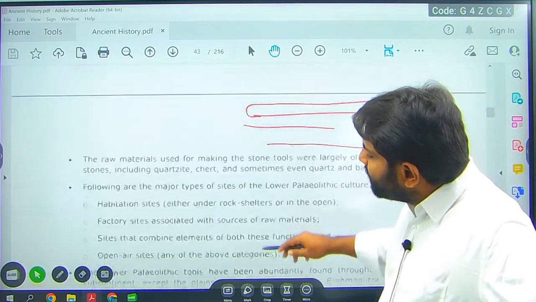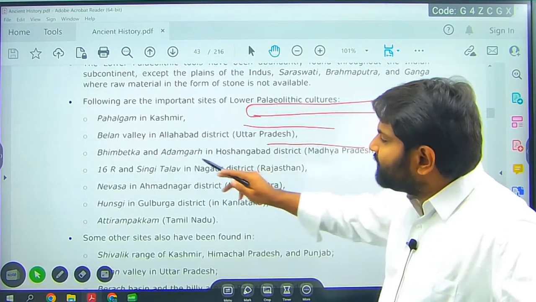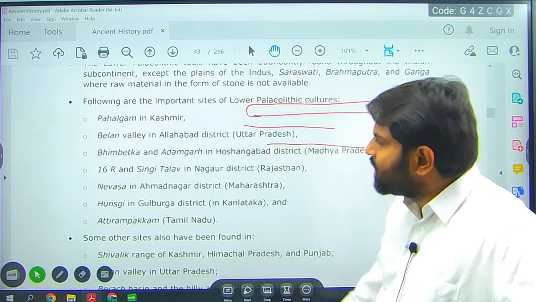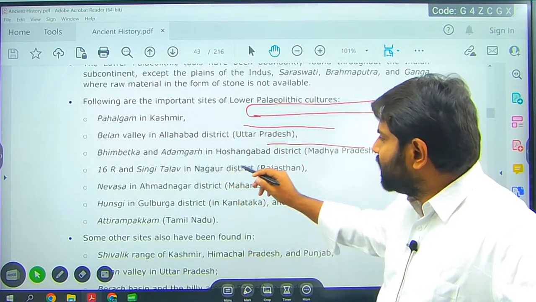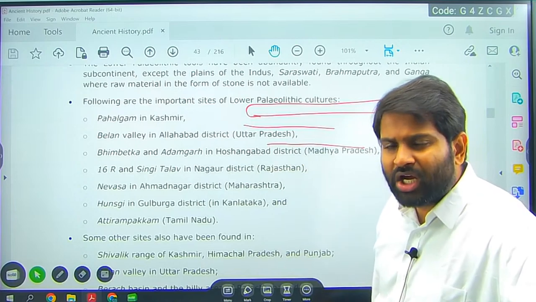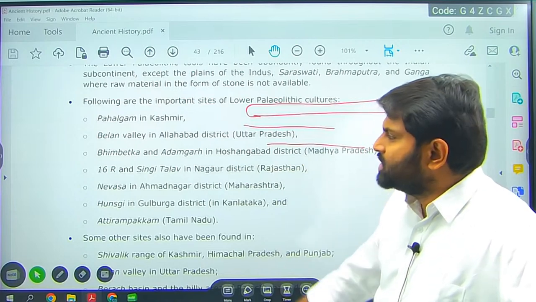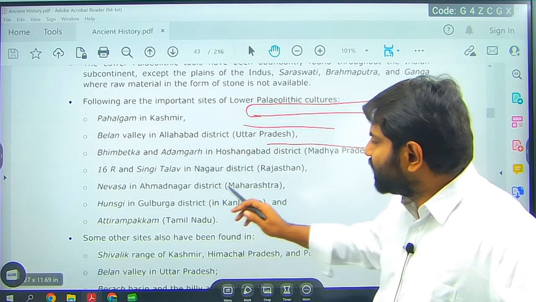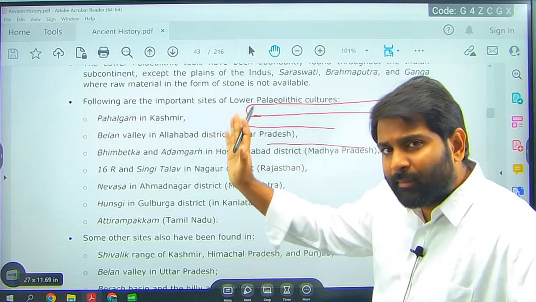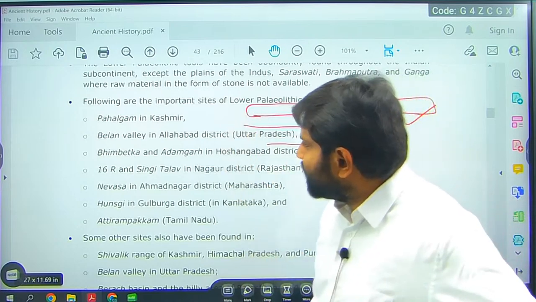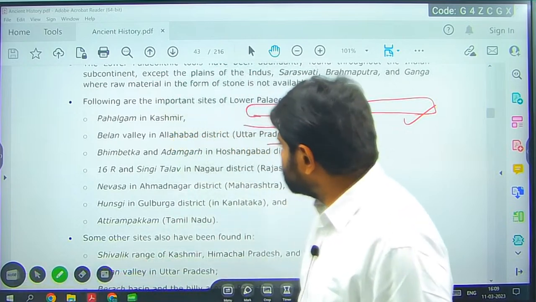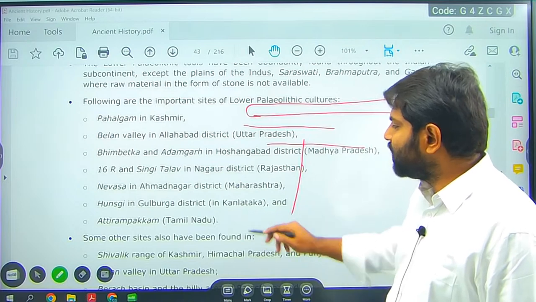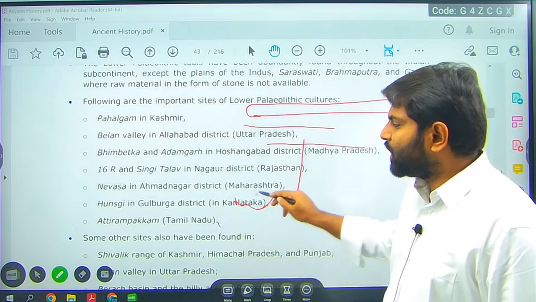Okay, few sites only are mentioned here. Pahalgam, Belan Valley in Allahabad district of Uttar Pradesh, Bhimbetka and Adamgarh in Hoshangabad district, Madhya Pradesh. Bhimbetka cave paintings are very important. 16R and Singhi Talav in Nagaur district of Rajasthan, Nevasa in Ahmednagar of Maharashtra. If you can see the plateau, this is where plateaus are starting, right? So the Deccan plateau, this is where we are having this. Hunsgi in Gulbarga district of Karnataka, Attirampakkam in Tamil Nadu.